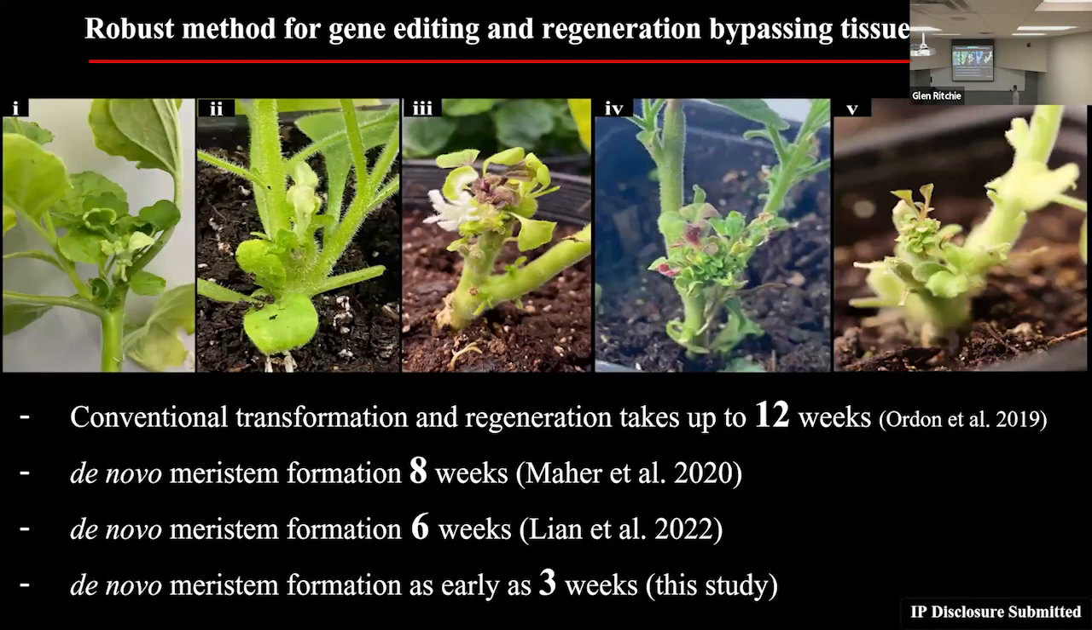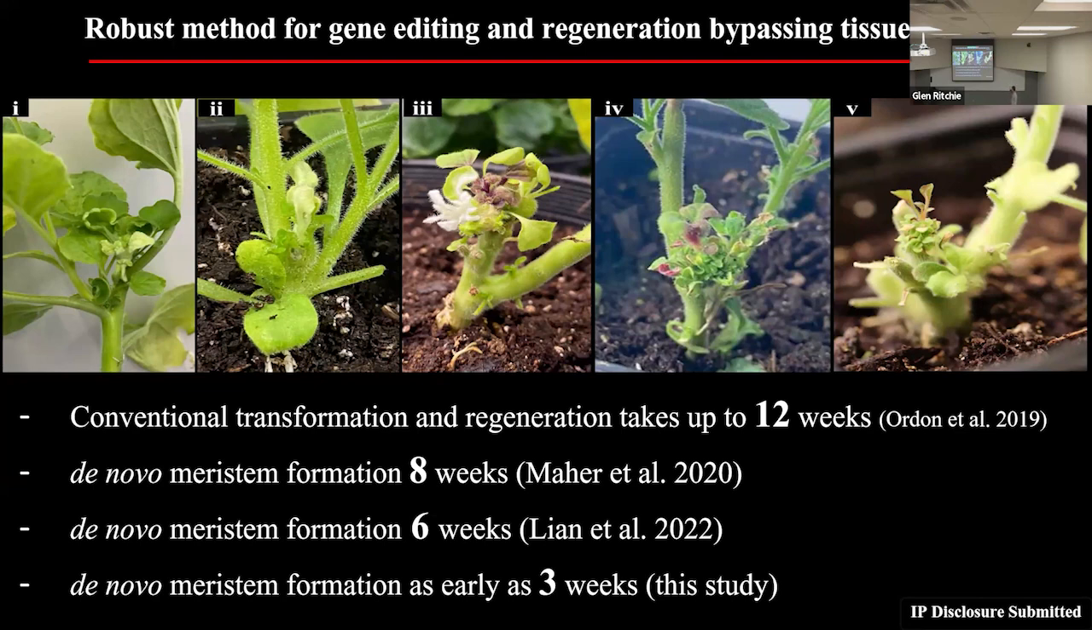So all in all, we have developed a robust gene editing and regeneration technology by bypassing tissue culture. This can be done in the greenhouse. You grow your plants in the greenhouse, and then when they are at a particular age, you can just take your construct and inject, and you could get regeneration of both gene edited and transgenic plants.